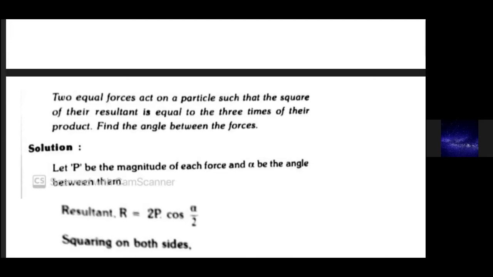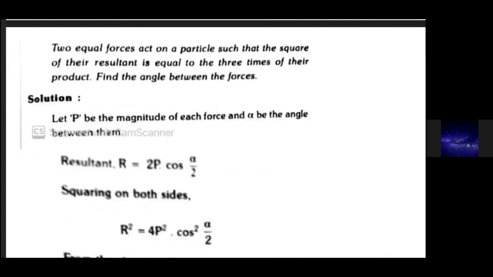Let P be the magnitude of each force and alpha the angle between the forces, and the resultant is R. When two forces are equal in magnitude, the general formula is R equal to 2P into cos alpha by 2. And the given condition is R square is equal to 3 into P into P, that is 3P square. R square is equal to 3P square. That is the given condition.